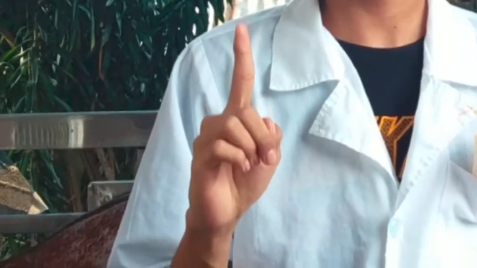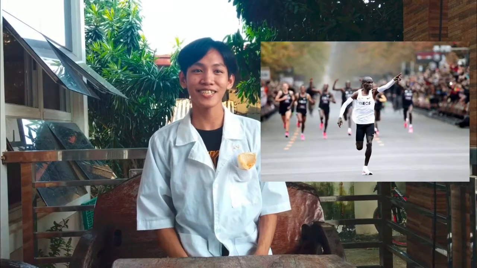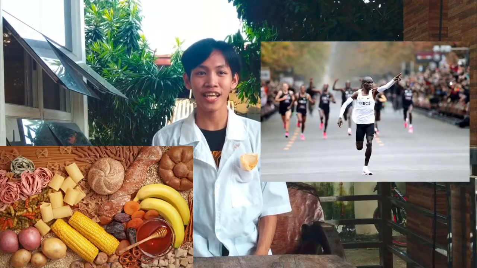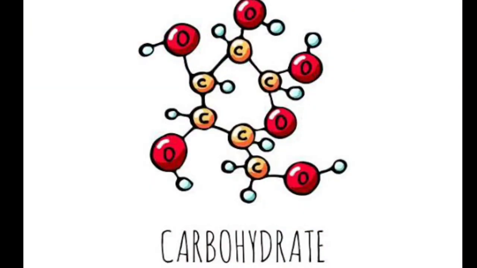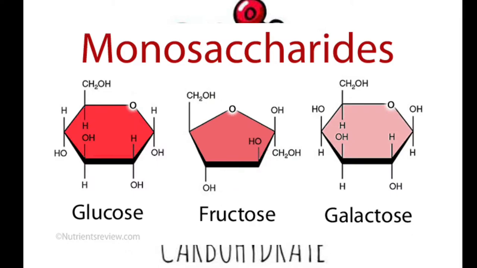Our first biomolecules are carbohydrates. It is known as being the fast source of energy. That is why a lot of marathon runners eat food rich in carbohydrates the night before a marathon, like pasta and bread. Carbohydrates have monomers or building blocks called monosaccharides.